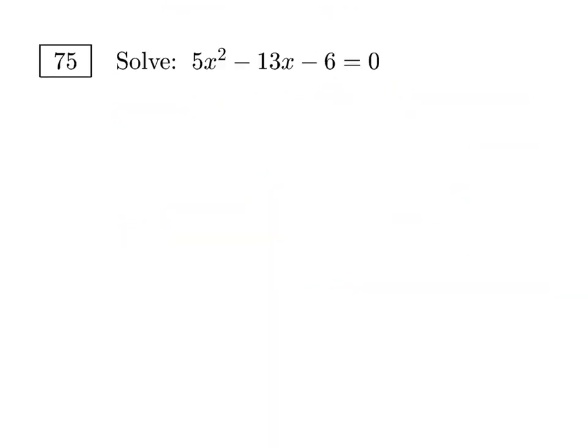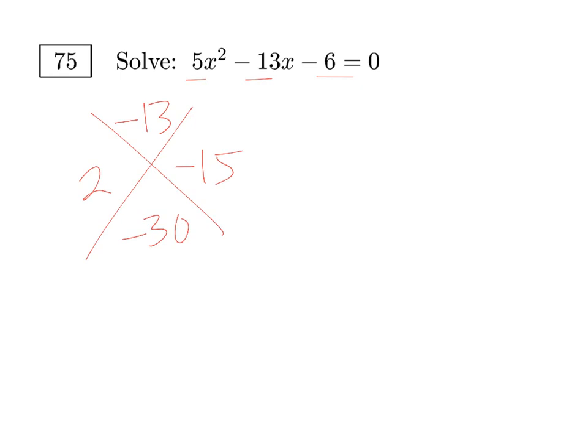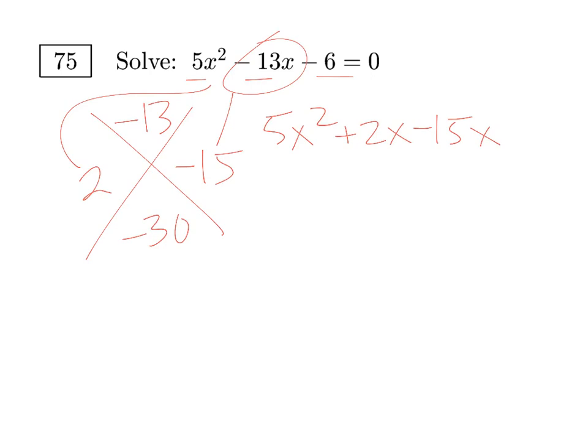Alright, here I have to solve. Looks like it's going to be a big X with grouping problem. Got to find two numbers that add up to negative 13, multiply to give me negative 30. That's going to be 2 and negative 15. Alright, so I take the first term and I break up the second term using the two numbers that I got. Plus 2x minus 15x, then minus 6 is equal to 0.